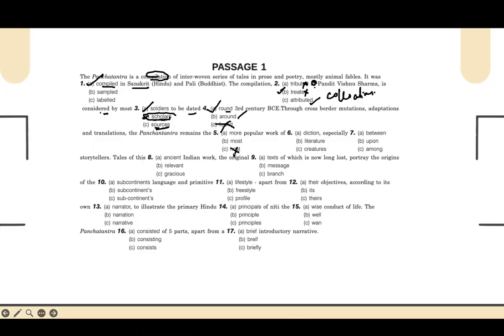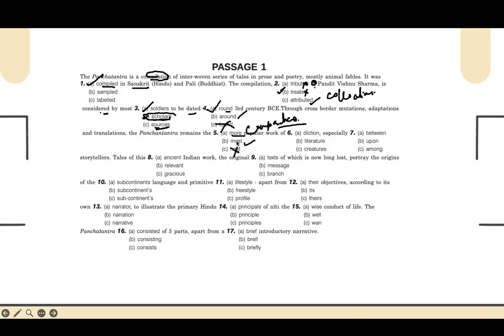Now, through cross-border mutations, adaptation, and translations, the Panchatantra remains the more popular, most popular, and host. Host looks completely wrong here. Okay? Most popular, can we use most? Most is basically incomplete here. Remains the more popular work. Okay, now see again. What I did here is more popular is comparative degree. Okay, but we do not have anything here to compare. So we will go with most popular.